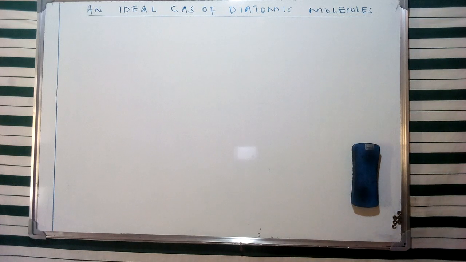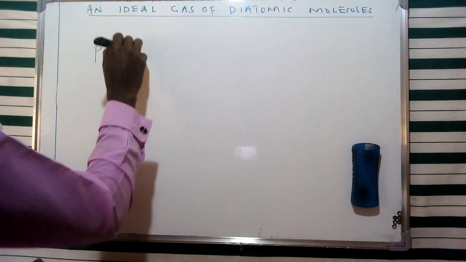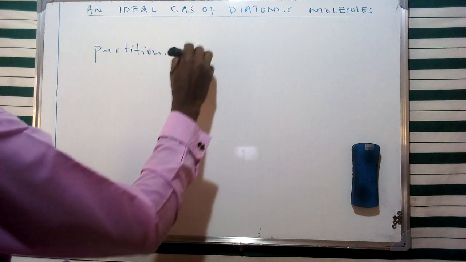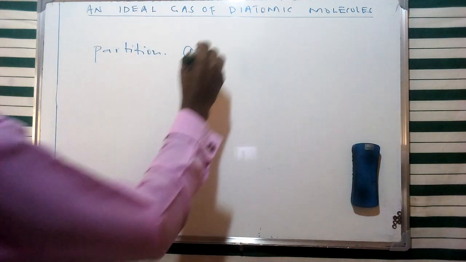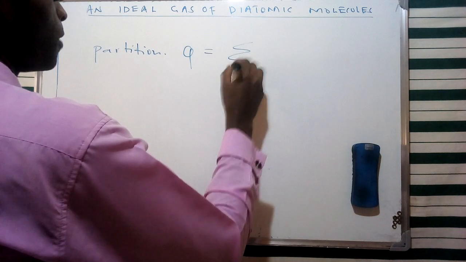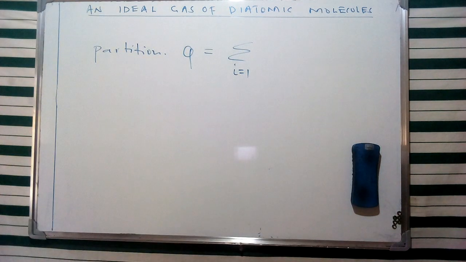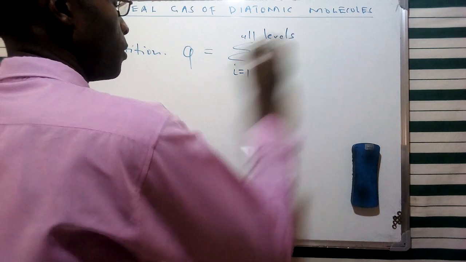Now, from my previous videos, I mentioned that we represent the partition function using a specific notation, Q. This represents all the thermally accessible energy levels at a given temperature. This property of a partition function can be used to represent key thermodynamic quantities, which can be expressed in terms of the partition function. We have this notation for the partition function over the levels, which constitute all the levels.